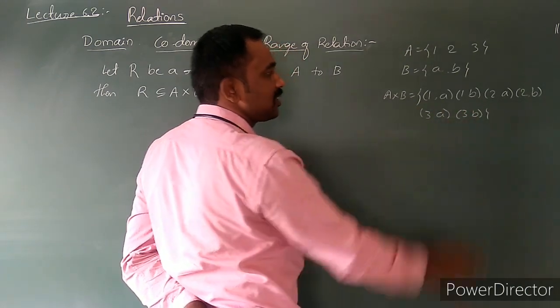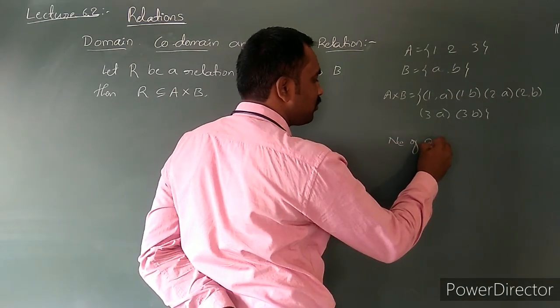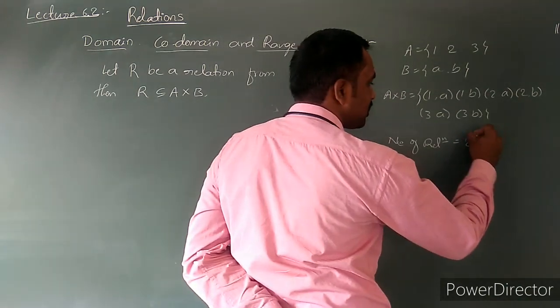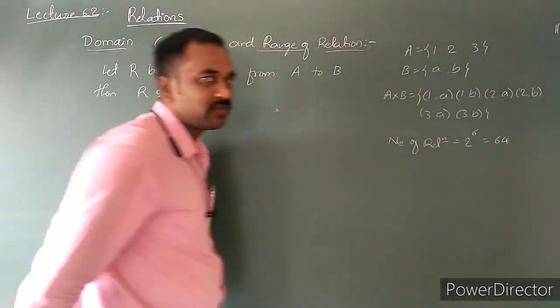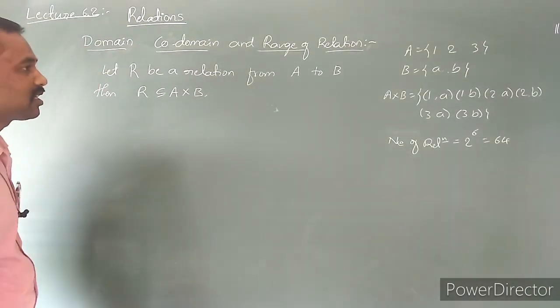That is n(A × B) equal to 6. What is the number of relations? The number of relations we can write as 2 power 6, that means 64 relations we can write. Out of the 64 relations, I am just considering a few relations here.